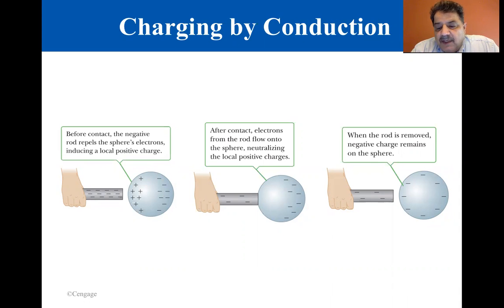On contact, some electrons on the rod are able to move onto the sphere, as in the middle figure, neutralizing the positive charges. When the rod is removed, as in the figure on the right, the sphere is left with a net negative charge. This process is called charging by conduction. The object being charged in this process, in this case the sphere, is always left with a charge having the same sign as the object doing the charging, in this case the rubber rod.